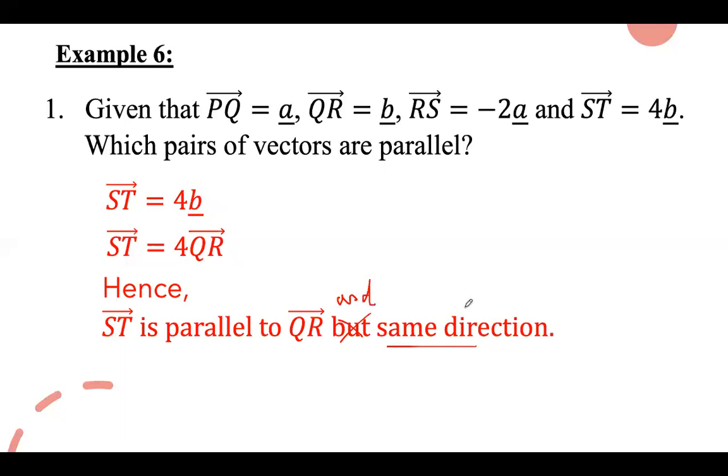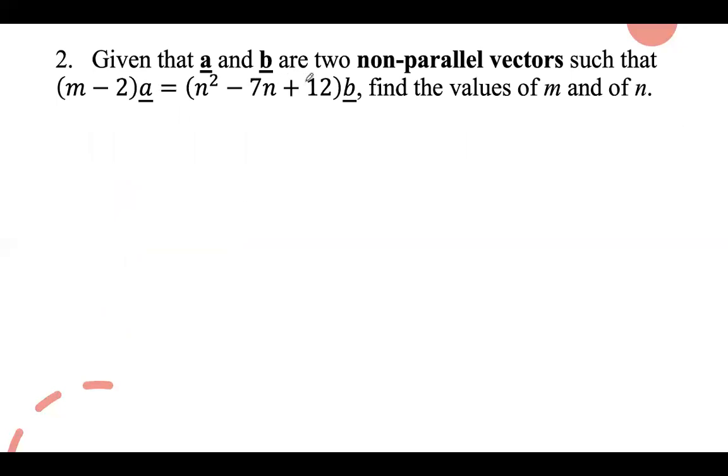Okay, same direction. So it's question number 1. Question number 2: given that A and B are non-parallel vectors, still remember, HA equals KB, right? If they are non-parallel, that means H and K must be equal to 0, right? Must be equal to 0.